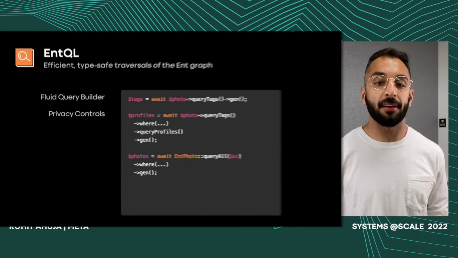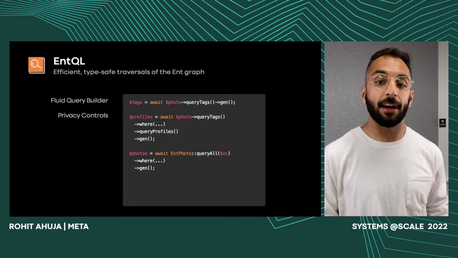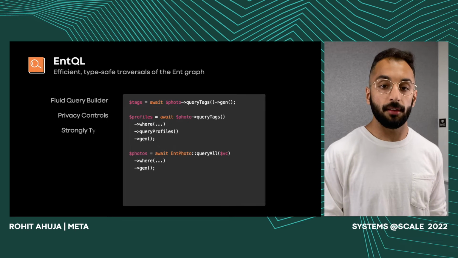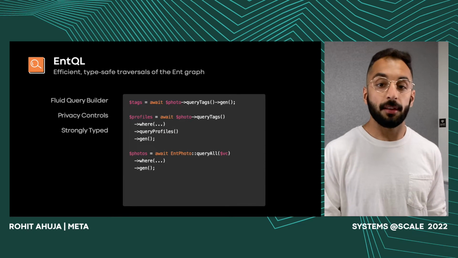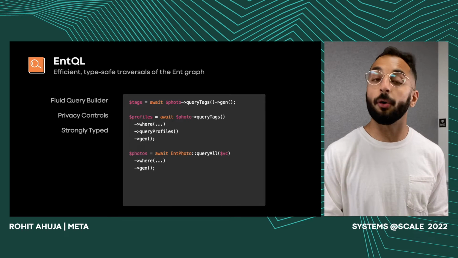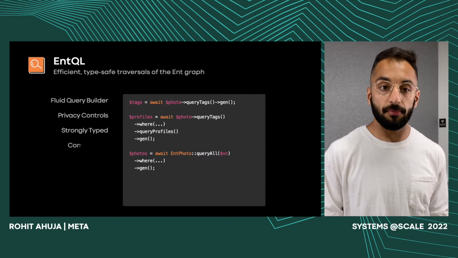NQL also has privacy controls. Privacy will be evaluated for each ent or edge that is loaded in a query. Also, NQL is strongly typed. All methods for querying, filtering, and ordering are type-aware, so you can only build valid queries.